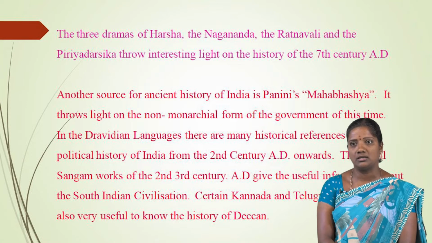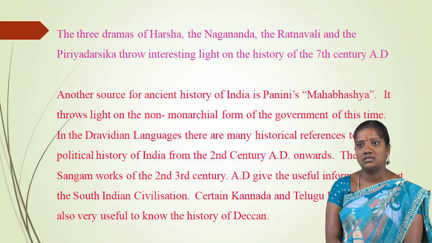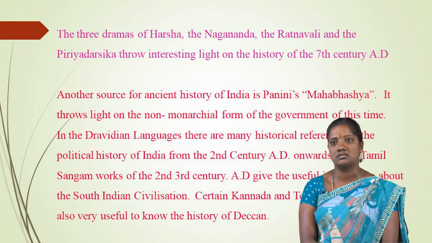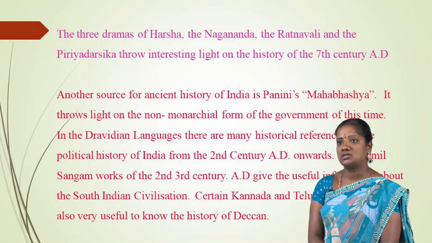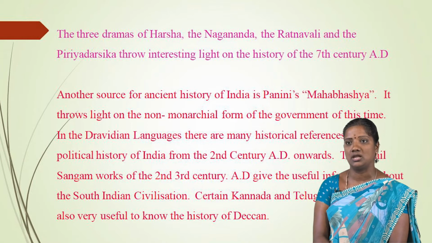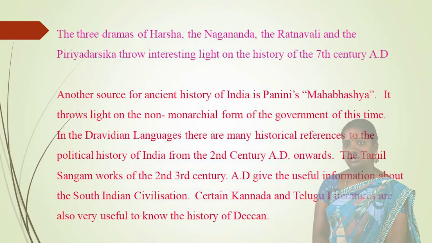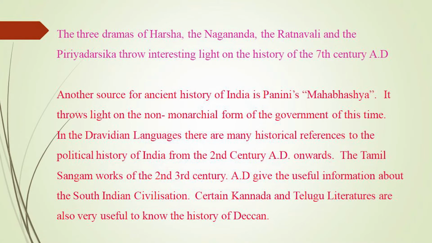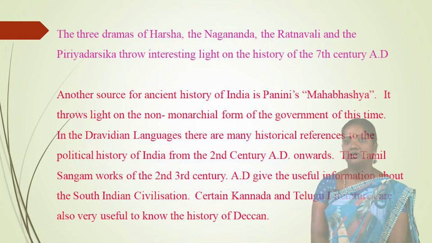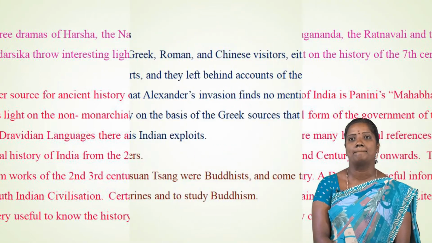In the Dravidian languages, there are many historical references to the political history of India from the 2nd century AD onwards. The Tamil Sangam works of the 2nd and 3rd century AD give useful information about the South Indian civilization. Certain Kannada and Telugu literatures are also very useful to know the history of the Deccan.